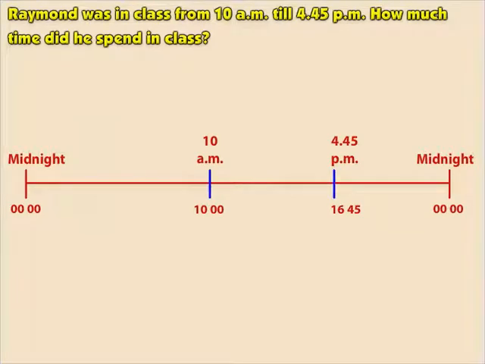To make the time easier to find, we can actually split the time markings in terms of hours and then minutes. For example, here it is easier to find the time taken from 10 a.m. to 4 p.m., which is 6 hours, and add it to the time taken from 4 p.m. to 4:45 p.m., which is an additional 45 minutes. Hence, we can then say that the time Raymond spent in class was 6 hours and 45 minutes.